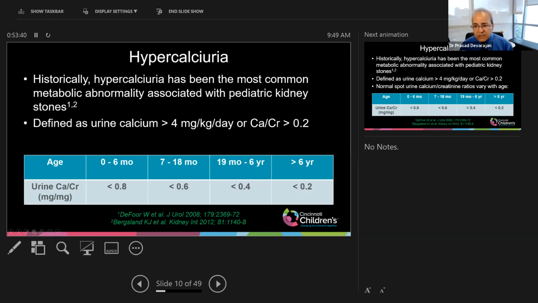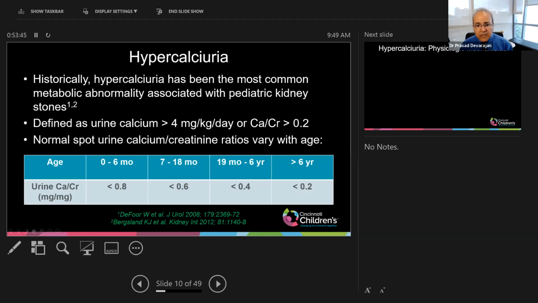But just to remember, the normals vary with age, so that by 5 to 6 years of age, we should have reached the adult normal value of less than 0.2. But the younger the child is, the higher the urine calcium creatinine ratio is, and it is still normal. So the range is 0.8 to 0.2, but typically we ask our residents and fellows to remember 0.2.